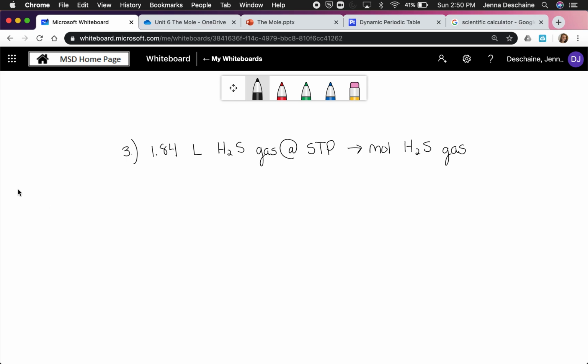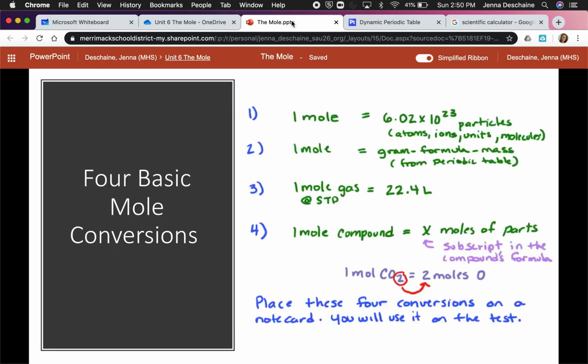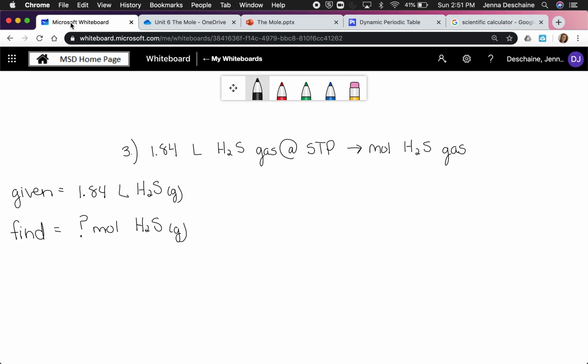Right away, I'm going to write my given, which is 1.84 liters of H2S, and I'll write gas in parentheses. I need to find how many moles that is. That was step number 1. For step number 2, I look at my conversion note card, and it says any mole of a gas at standard temperature and pressure is equal to 22.4 liters. I'm going to write that down below.